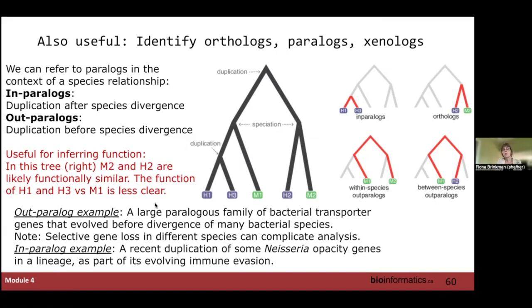But one thing I do want to emphasize here is that it can help with identifying function. So these two genes are generally pretty similar. So we're going to say, okay, those are likely orthologs. They probably have the same function in these two different organisms. But here, you've got the mouse and you've got two copies of the human gene. So it's less clear what the function is of H1 and H3 here. It could be H1 maintained the function of M1, or H3 maintained the function of M1, or both of them diverged a bit. So it's hard to say without functional analysis, but it's good to flag that.